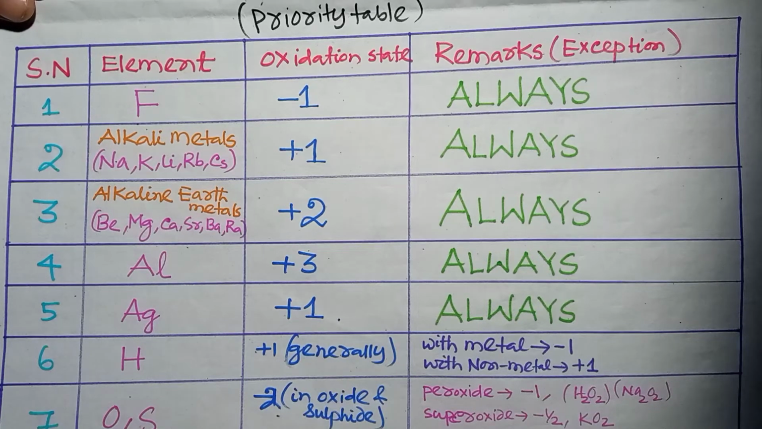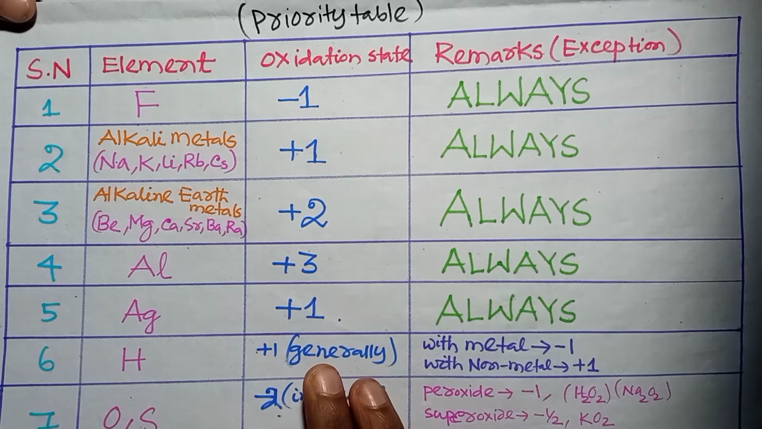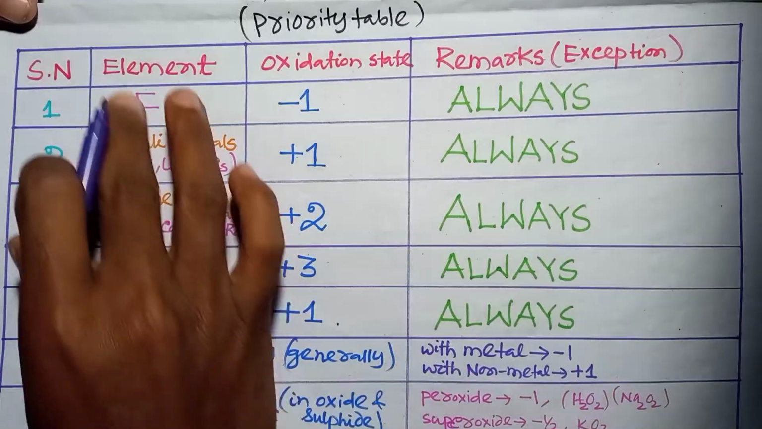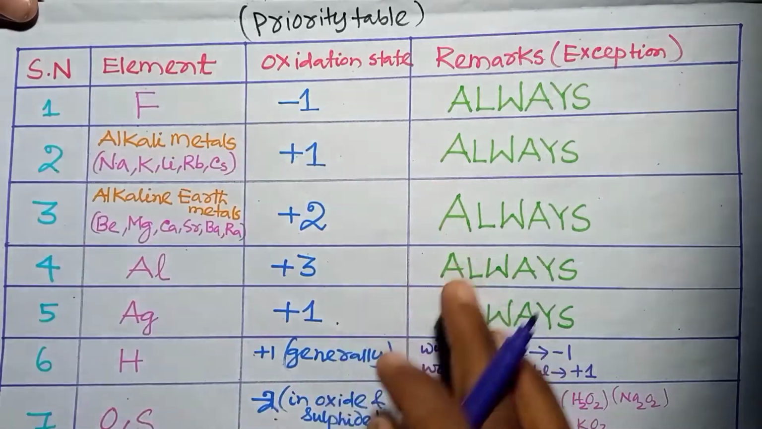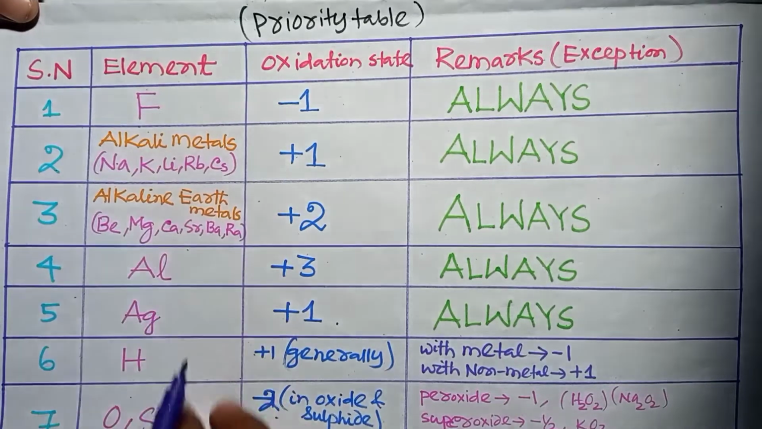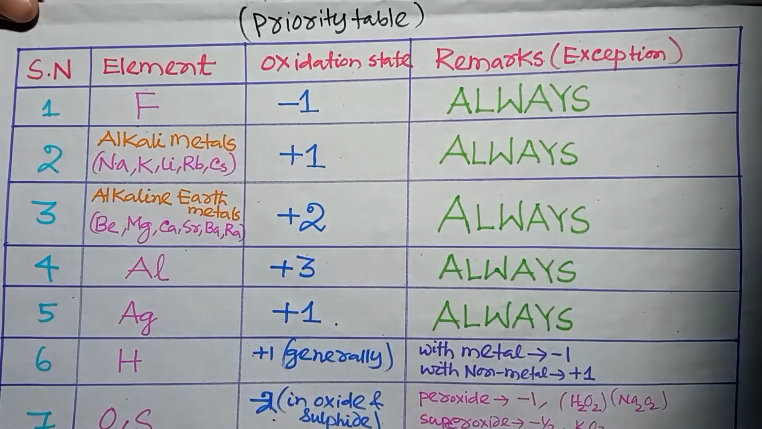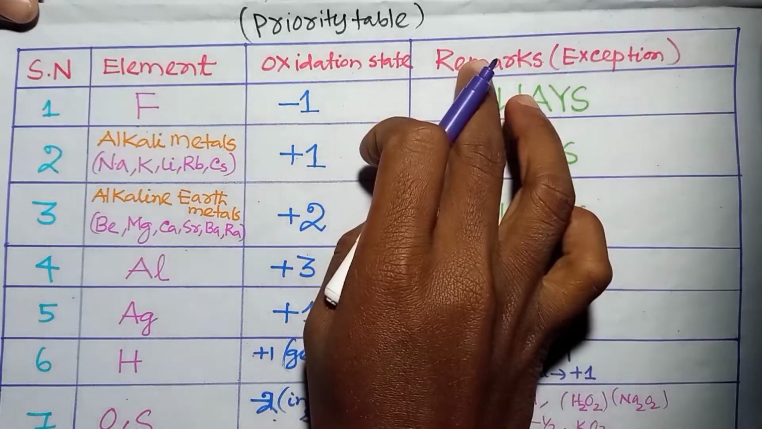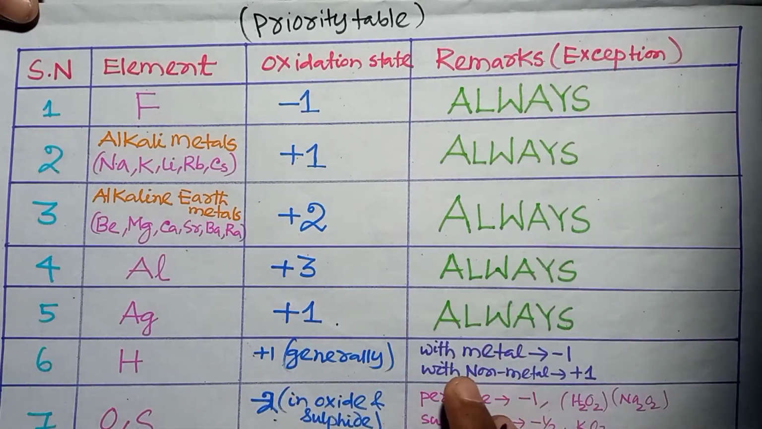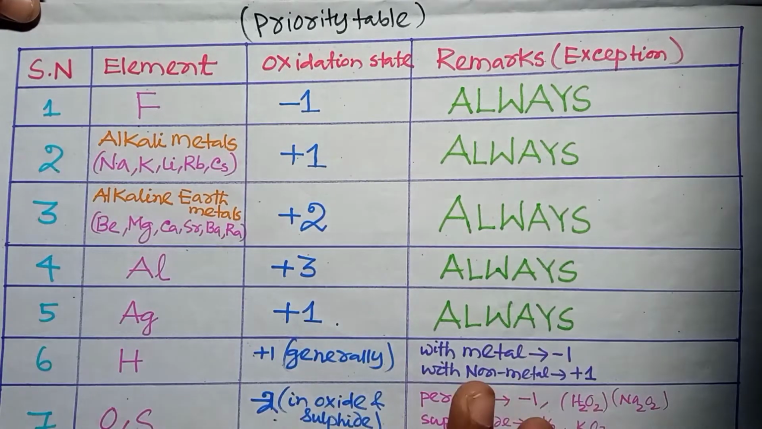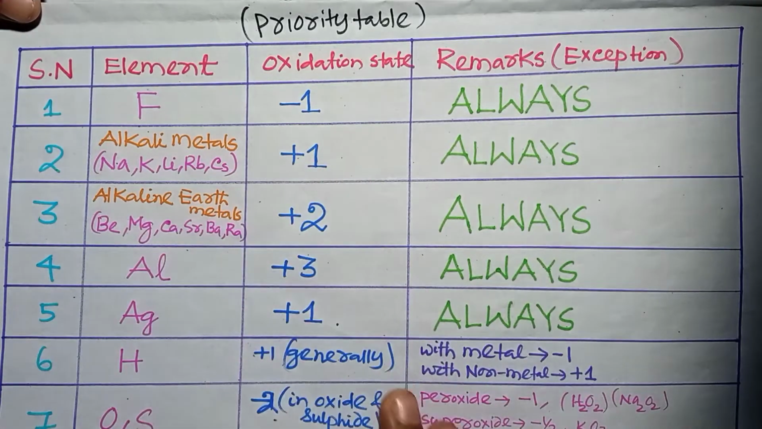In this video I am going to discuss the priority table to determine the oxidation number. So let's get started. Here it is, the priority table. This priority table contains some of the elements and their corresponding oxidation states, and this column contains the remarks or the exceptional cases. So this is a very interesting table. Let's see the use of this table.